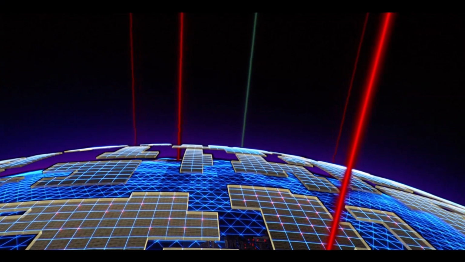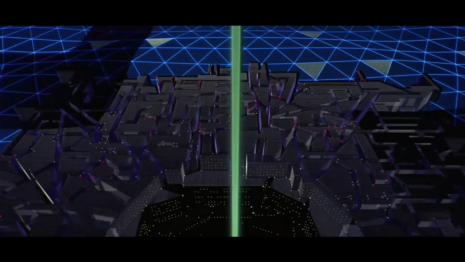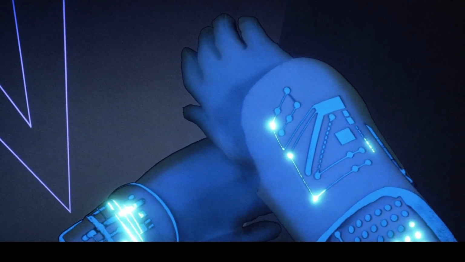Oftentimes, in cases such as this, the more a film tries to explain how something like this works, the more questions it creates, and the explanation often leads to the idea falling apart. Thus, with complex ideas such as digitizing a human into a computer world, the simpler the explanation, the better.